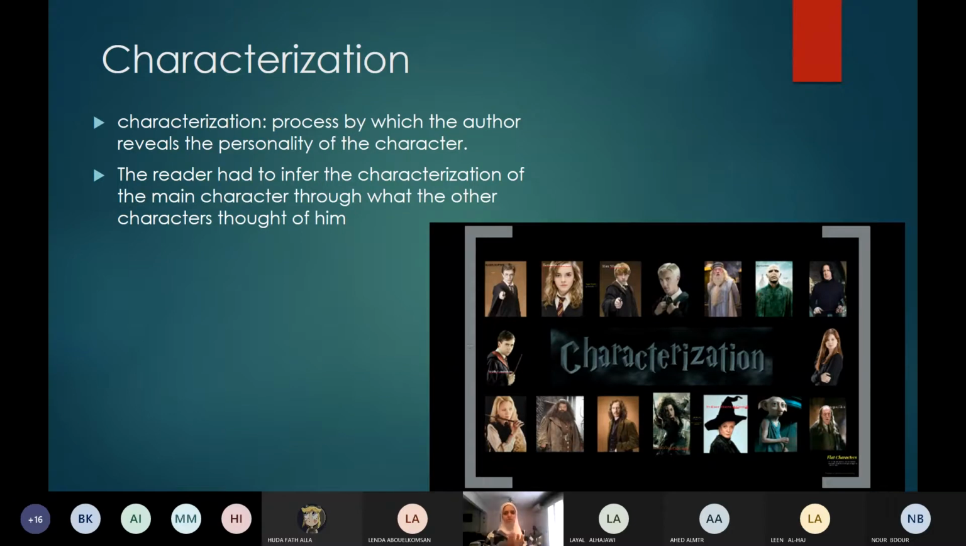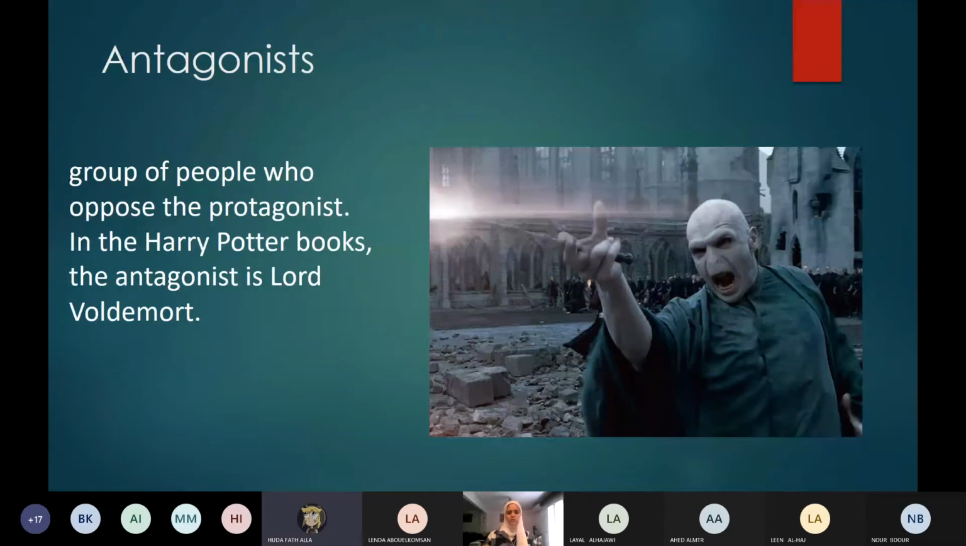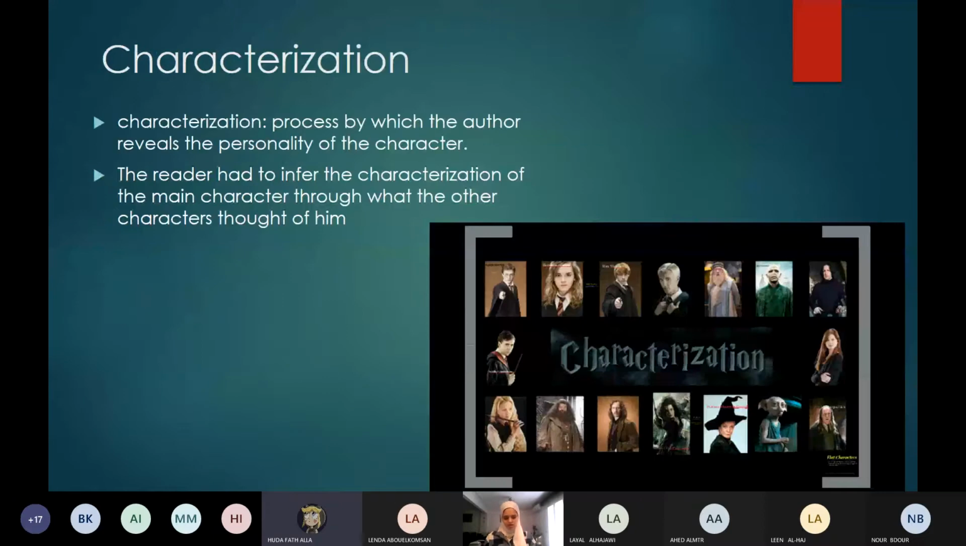For each character, there should be characterization. And this is the antagonist, this is the protagonist, this is the catalyst, like the friend of Harry Potter, this is the principal of this school. Okay, so as a reader, when you read Harry Potter or watch the movie, did the author write in the lines, the antagonist Voldemort? No, she didn't write it.